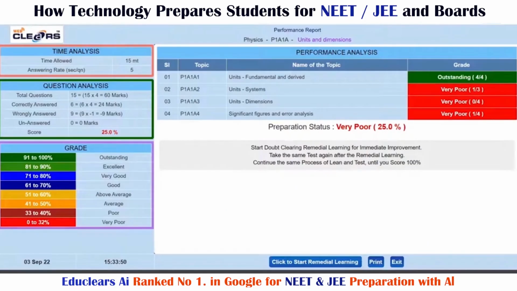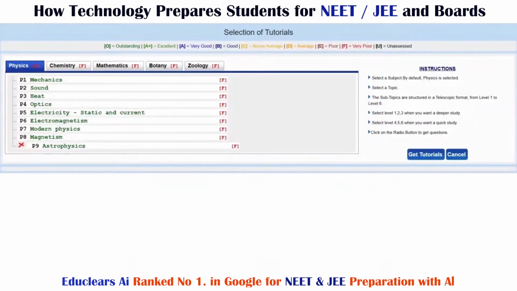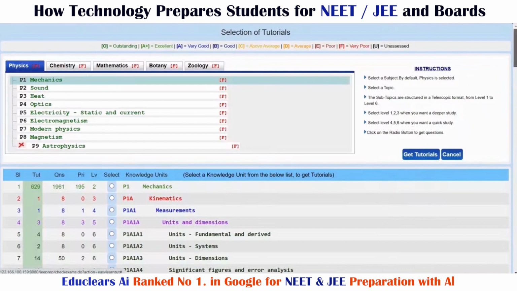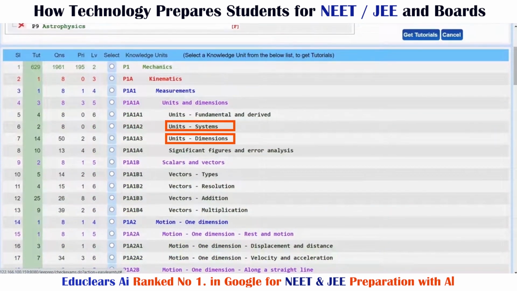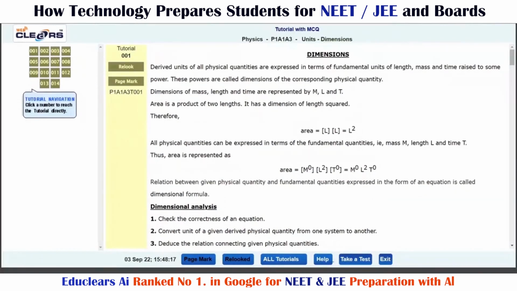Let's see how a student can use our system to study first and then find out any knowledge gaps or not by taking a test. Let's go to our tutorial menu screen. Student needs to study on these 3 areas: unit system, unit dimension and significant figure and error analysis, and to find out how much improvement he has done after studying. For example, if he selects unit dimension, student will get entire contents which are needed to appear in the exam.